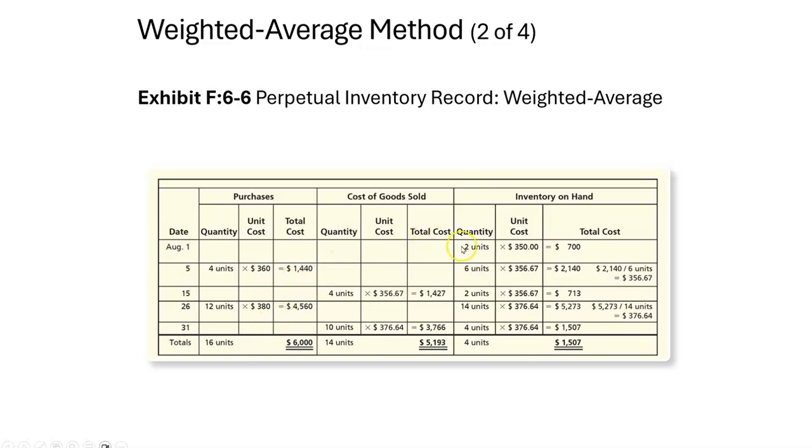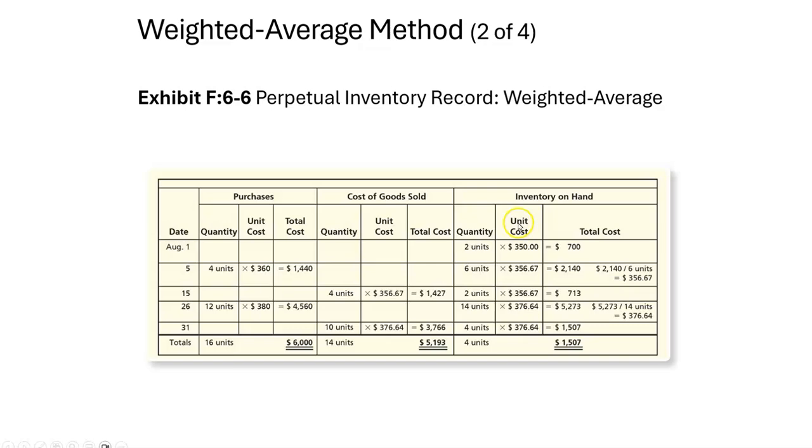So again, we start with 2 units at $350. It's our beginning inventory at $700. Then we bought 4 more units at $360 for $1,440. So it's the same so far. But now we have 6 units because we're averaging. We have these 4 units plus these 2 units.